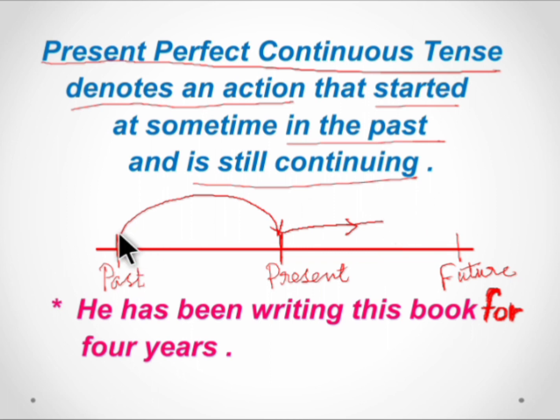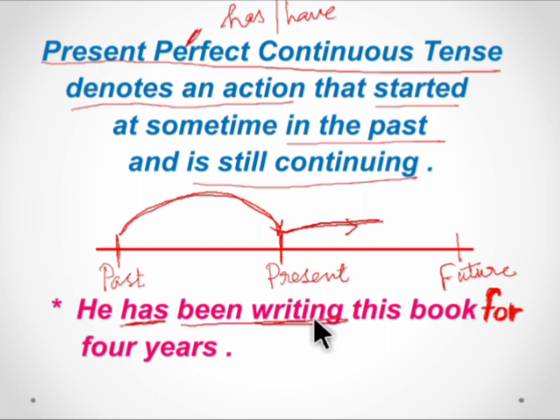So the action started in the past, it has reached the present, that is current time, but the action is not completed, it is still continuing. An action which continues like that is called present perfect continuous tense. For perfect tenses, I've already told you, that is present perfect tenses, we use either has or have to denote the perfect tense. So he has been writing. Has is used because he is a singular subject. Then been writing. This writing is the continuous tense.